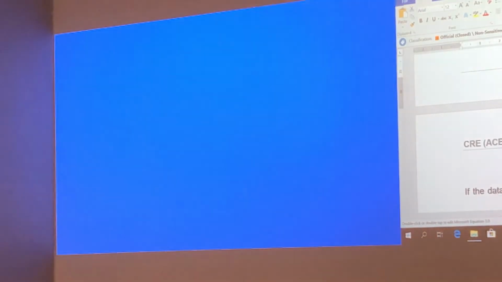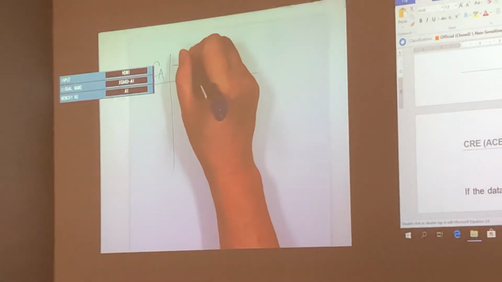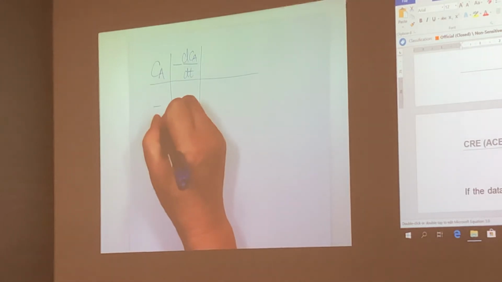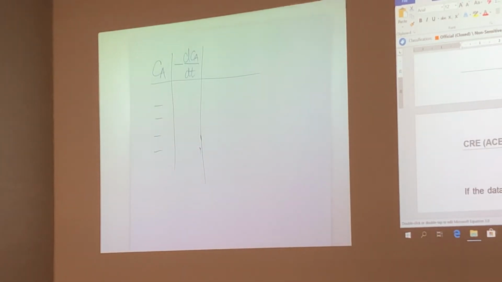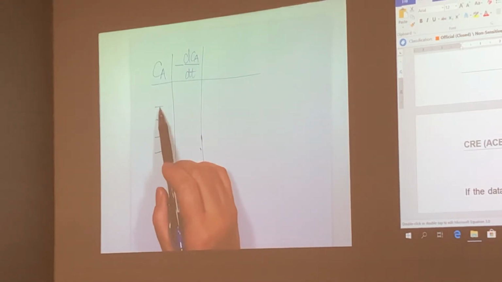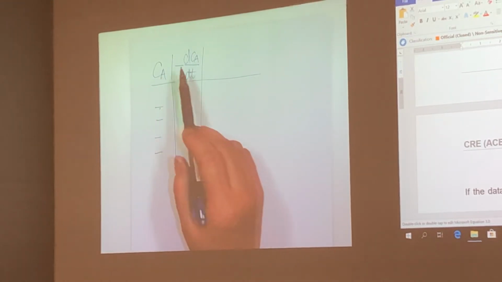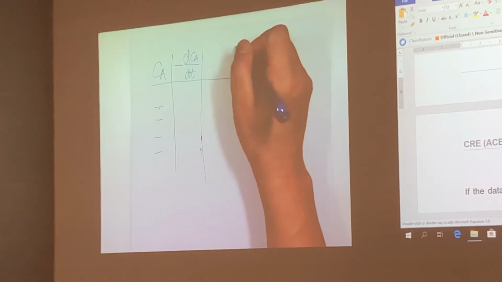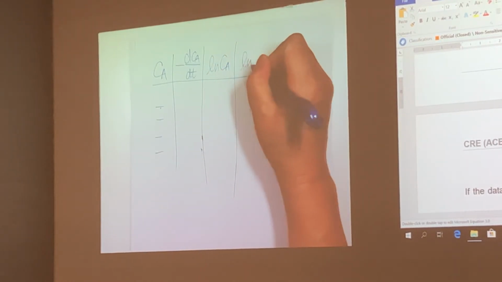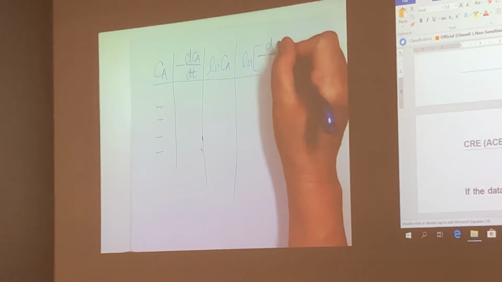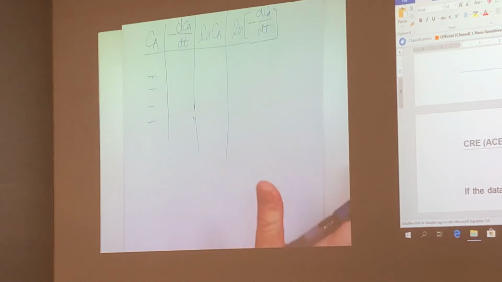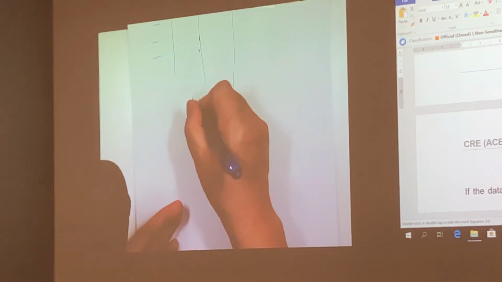We will give you this. It means from the first graph, we have found the gradient already. Then we'll give you the points of CA and the gradient. Then what you need to do is calculate log CA. You need to calculate the log of this. After you calculate the log.